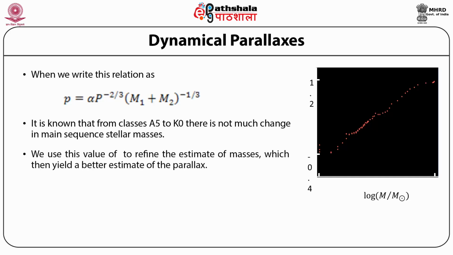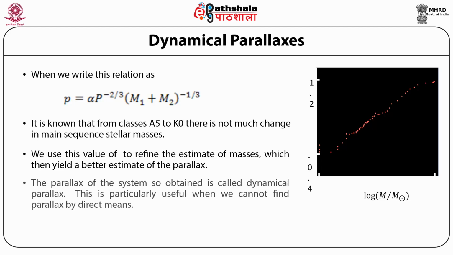We use this value of small p to refine the estimate of masses, which then yield a better estimate of the parallax. In this way, iterating a few times, we can get an accurate estimate of the masses and parallax of the system. The parallax of the system so obtained is called dynamical parallax. This is particularly useful when we cannot find parallax by direct means. The given two figures show the mass-radius relation for the main sequence stars.